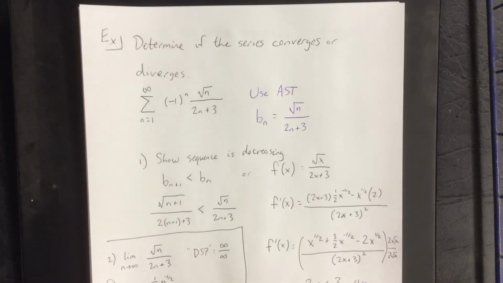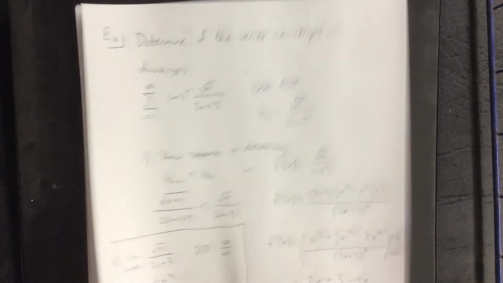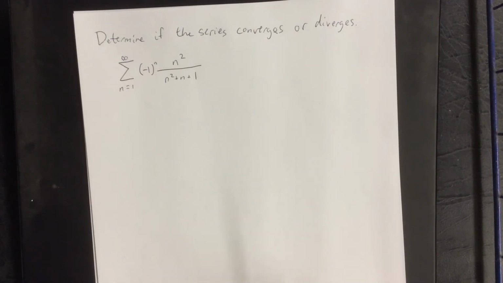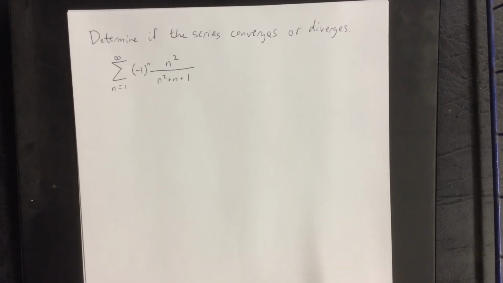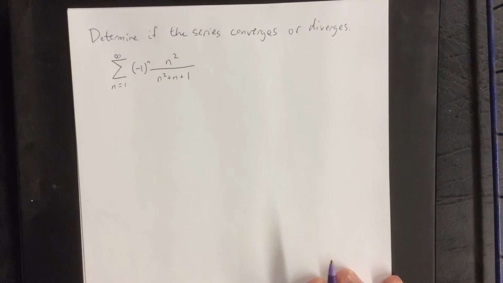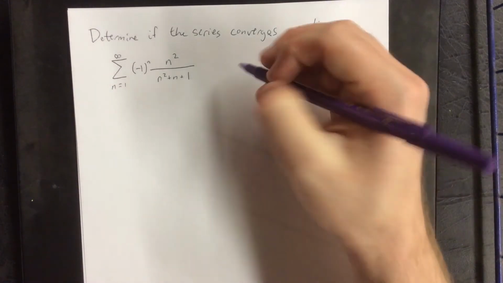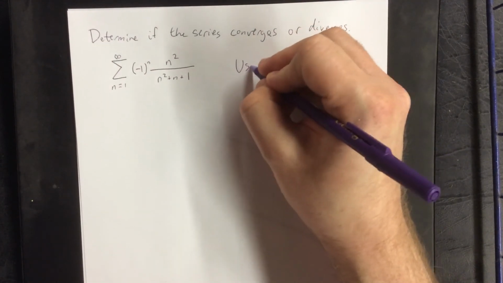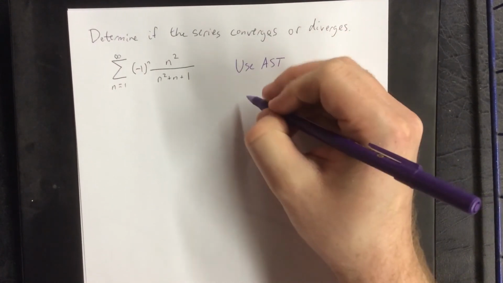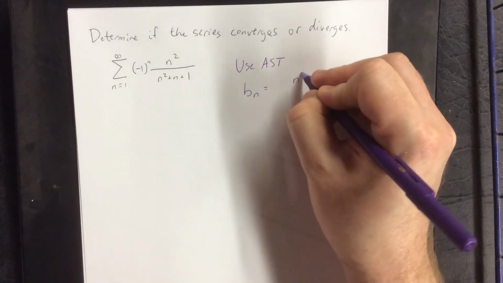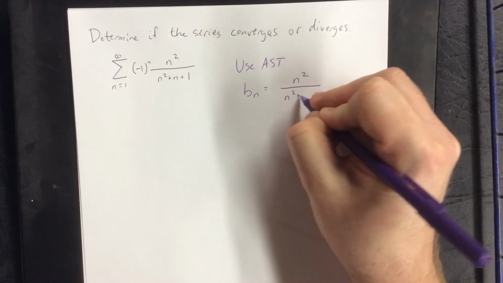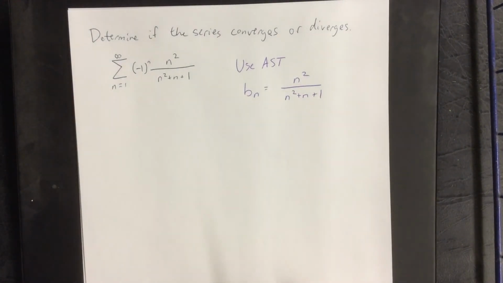For another example, let's try this one. Determine if the series converges or diverges. This time we have the sum from n equals 1 to infinity of negative 1 to the nth power times n squared over n squared plus n plus 1. Now, as I mentioned before, first thing on these problems is determine what series test we want to use. Because it has an alternator, we're going to use the alternating series test. And the corresponding sequence that we're talking about is n squared over n squared plus n plus 1.